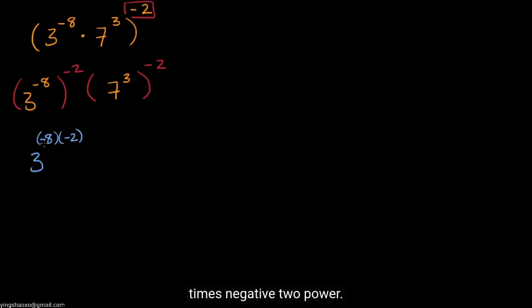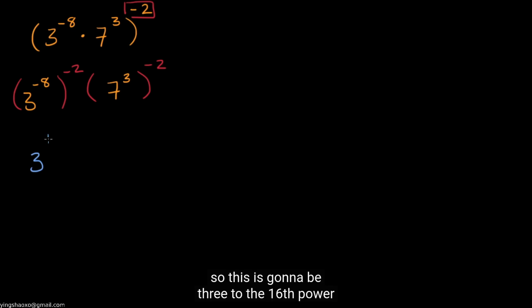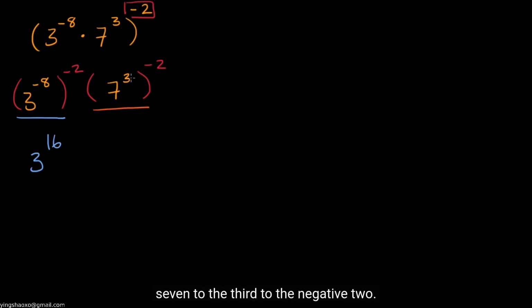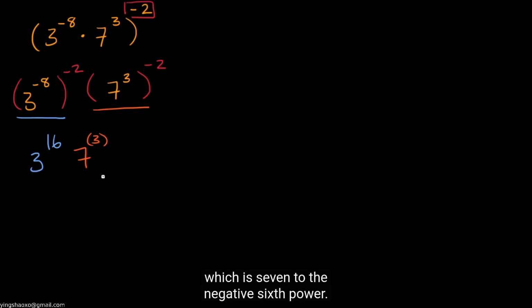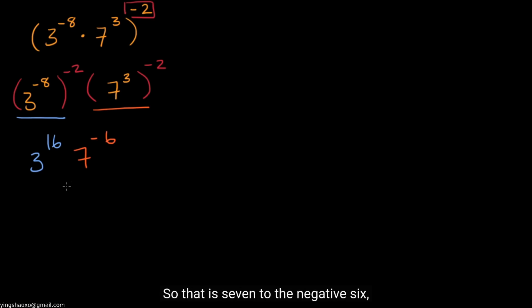And now if I want to simplify this, 3 to the -8 to the -2, we have the other exponent property that if you're raising to an exponent and then raising that whole thing to another exponent, then you can just multiply the exponents. So this is going to be 3 to the -8 times -2 power. Well, -8 times -2 is positive 16. So this is going to be 3 to the 16th power right over there. And then this part right over here, 7 to the third to the -2, that's going to be 7 to the 3 times -2, which is 7 to the -6th power. So that is 7 to the -6.